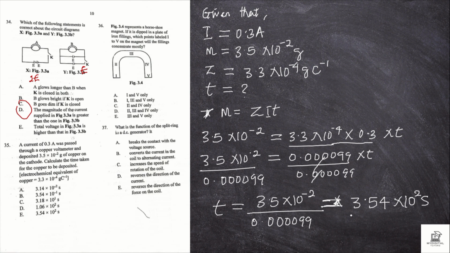So the correct option here should be, you have 3.14, 3.54 but raised to the power minus 1, and 3.54 raised to the power 2 seconds. So option E is the correct option.